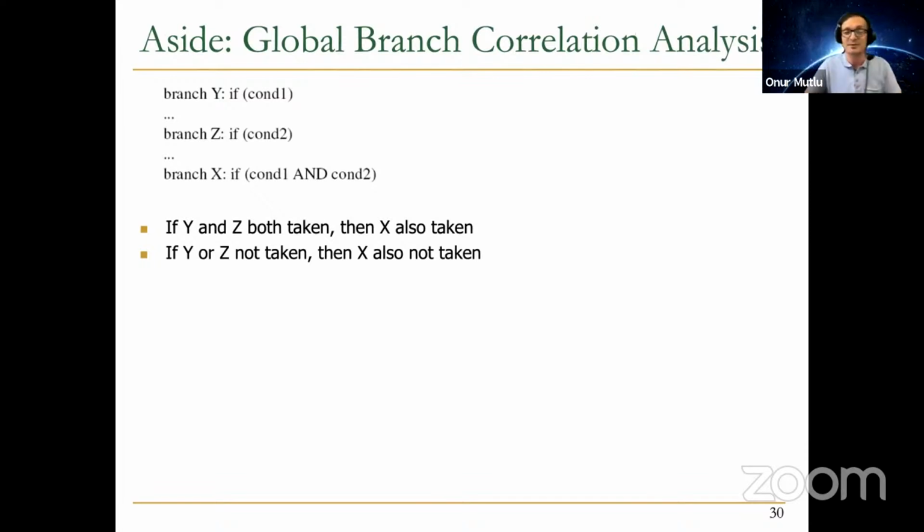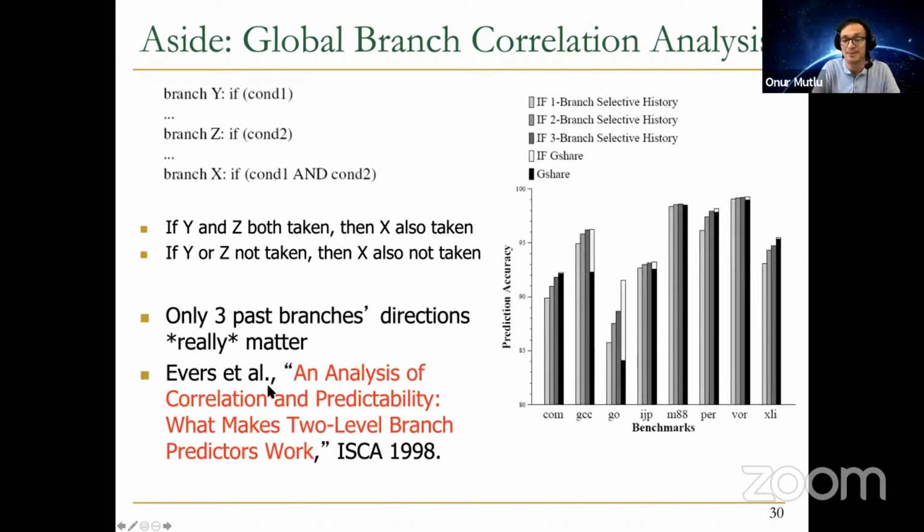So clearly there's a reason why this works, and people have tried to analyze why this works also. This is a beautiful paper that discusses how this correlation works and why 2-level branch predictors work. They analyzed and figured out that whenever you look at many branches, only 3 past branch directions really matter. So you're trying to predict branch X. You need to find 3 branches in the past history that really matter. But of course, these 3 branches differ for the different branches that you're trying to predict.